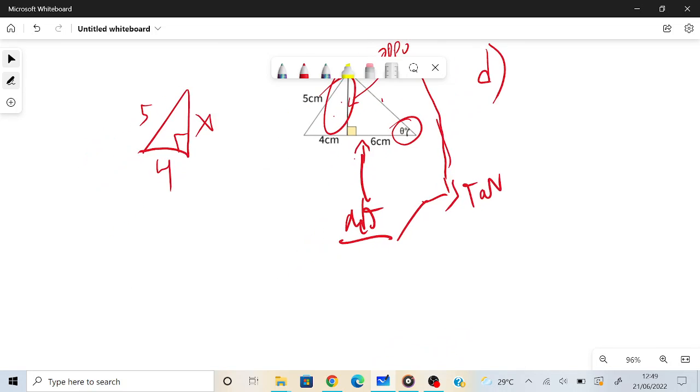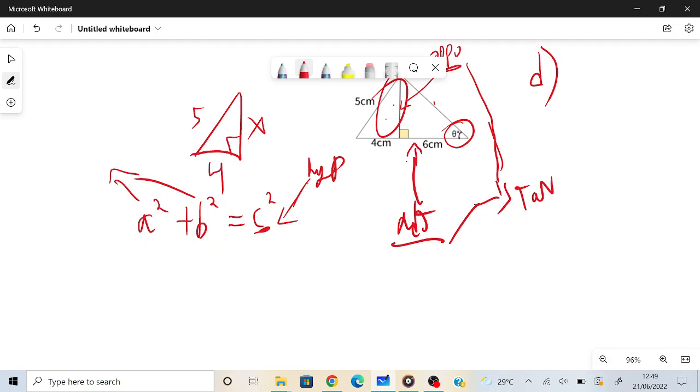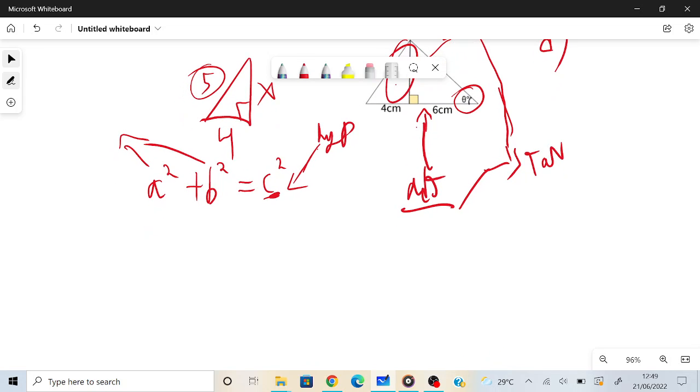For those of you that may not know what Pythagoras theorem is, it's basically a squared plus b squared equals c squared, where c squared is the hypotenuse side and a and b are the other two sides of the triangle. So as you can see, we know that our c is 5 because this has been given as a hypotenuse. So we can say 4 squared plus x squared, because that's what we're trying to find, equals 5 squared.